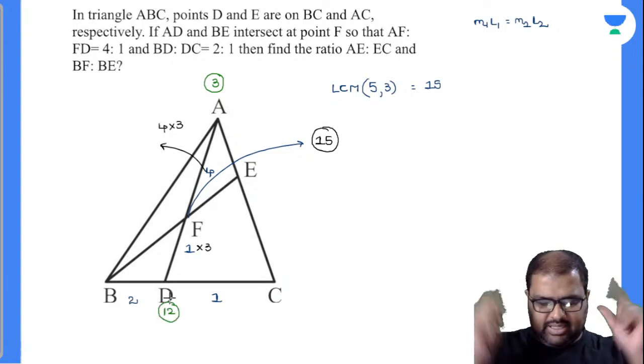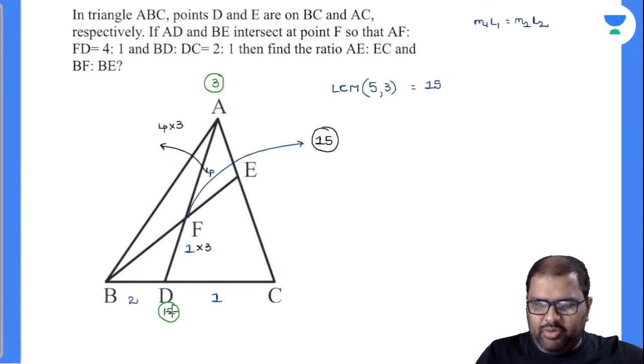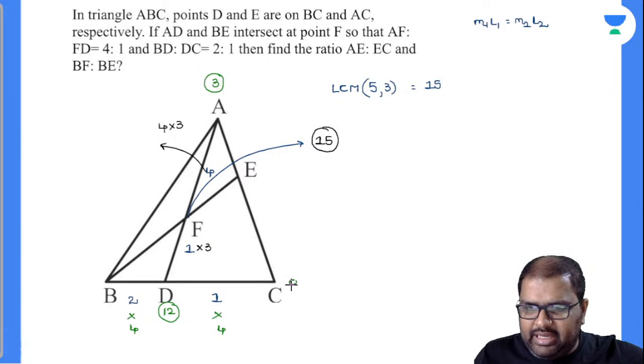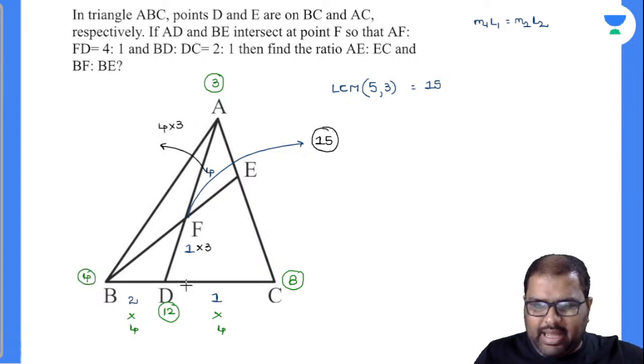Okay, I managed one side. Let us manage the base part also. If I have to make it 12, I have to multiply with a common factor called 4 here. Am I right or wrong? So the weight that I kept here is 8, and the weight that I kept here is 4. 4 plus 8, again it is 12. So I am managing here.